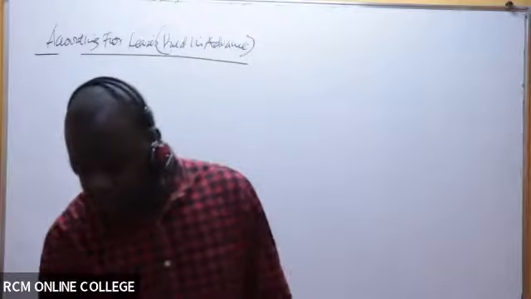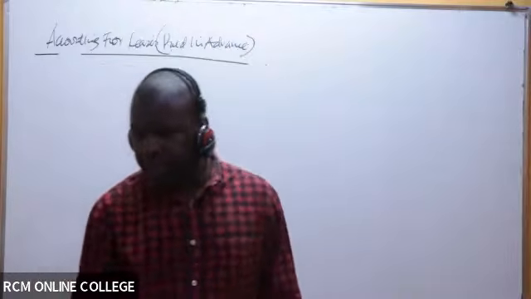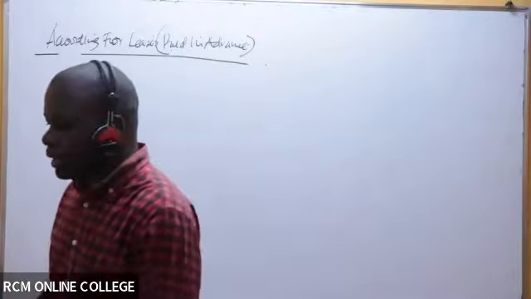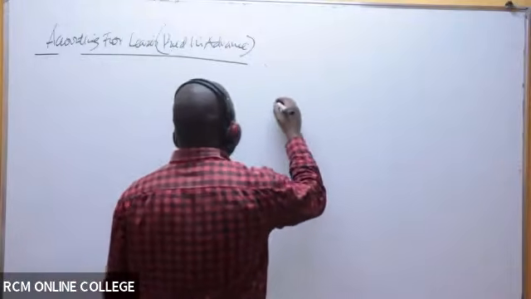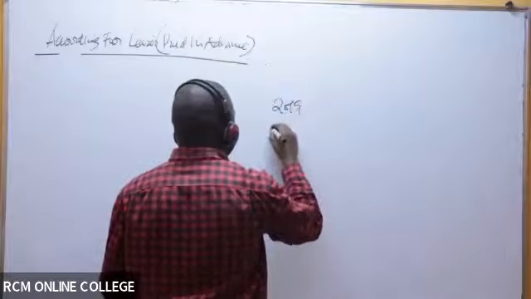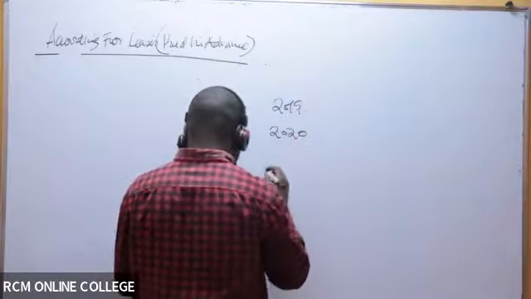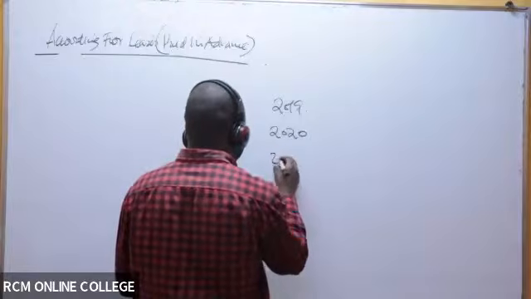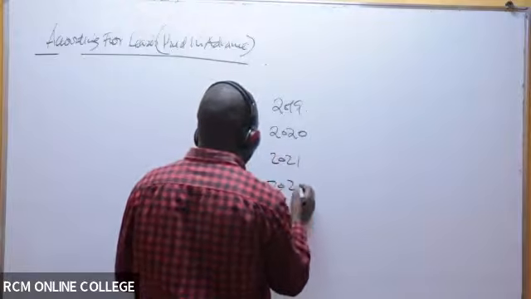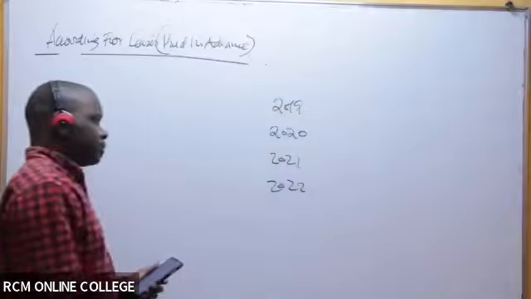So, of course, in our question here, you can see that this particular lease is running from the year 2019, 2020, 2021, then 2022. So it is actually for 4 years.